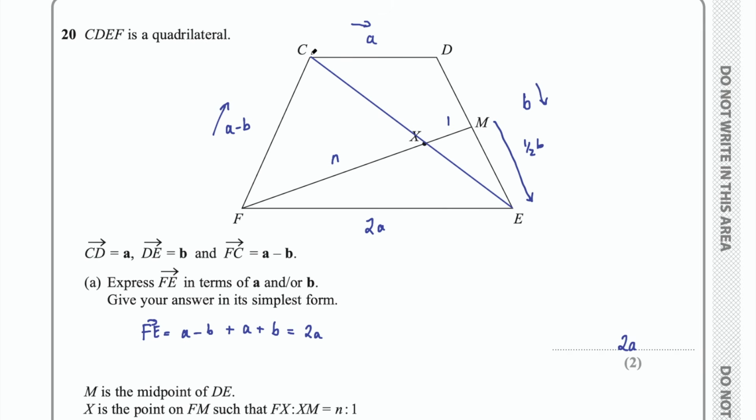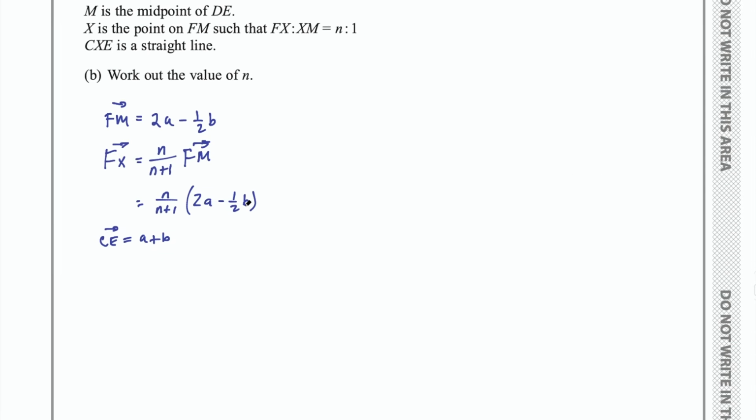Anyway, CX, what could we say? We could say it's a plus half b plus this part. But because I've already found FX, I'm going to go this way. So CX is CF to FX. So I need to find the vector CF. So let's go ahead and do that.